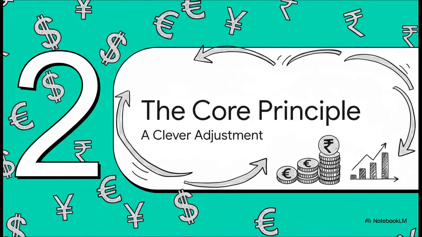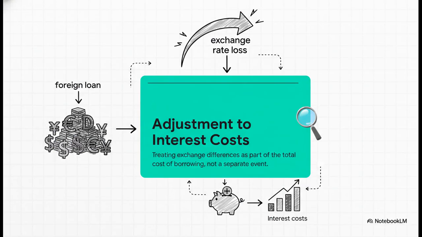So, how does accounting deal with this mess? Well, this is where IND AS 23 comes in with a pretty elegant solution. Instead of just treating those wild currency swings as some totally separate random event, the standard gives us a way to actually integrate them into the cost of borrowing itself. And this right here is the whole key to this concept of an adjustment to interest costs.